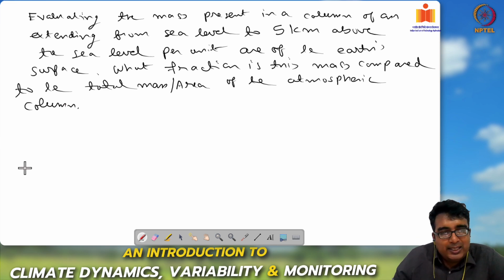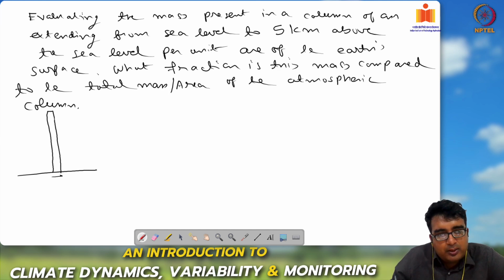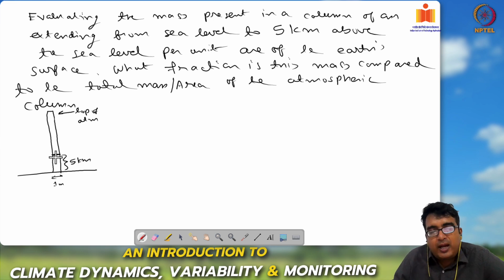Okay. So the idea is, suppose this is the surface of the Earth, and this is the atmospheric column, say 1 meter square, 1 meter on the length and 1 meter width. So you will have a kind of a column of air like this. Okay, this is the top of the atmosphere, and here is the first 5 kilometers. All right. So we are to find the total mass content within this and see what fraction of this is the total mass content up to the top of the atmosphere. Okay.